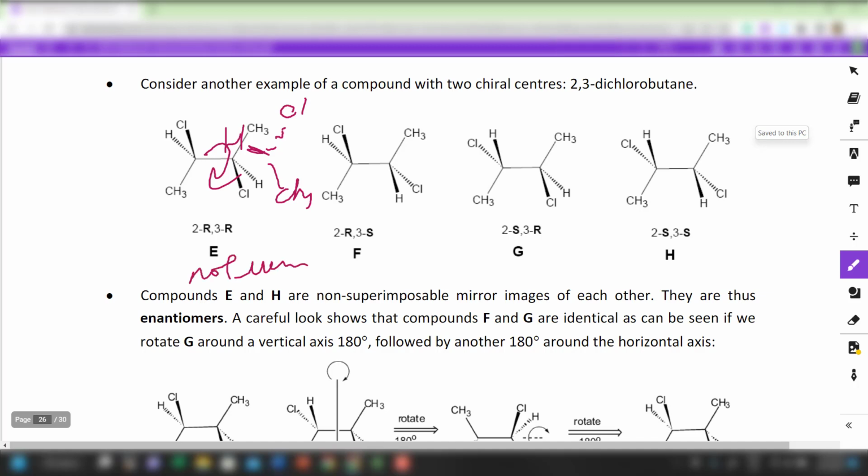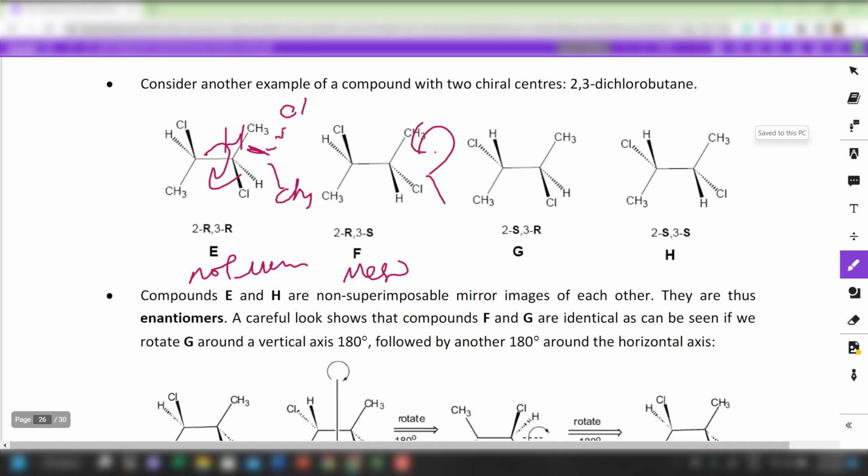Yeah. If you look at F, you will be able to tell that it's a meso compound, because if you do a rotation, CH3 is found here, Cl is projecting towards you, H is projecting away. Yeah, so this is a meso compound. In fact, F and G are the same compound if you look really hard at it.